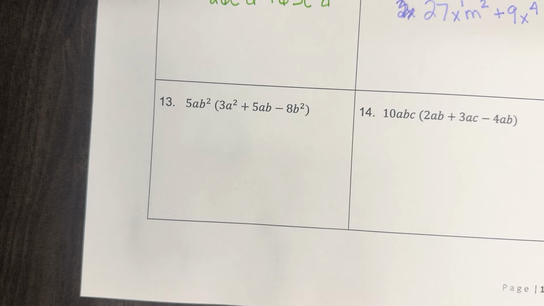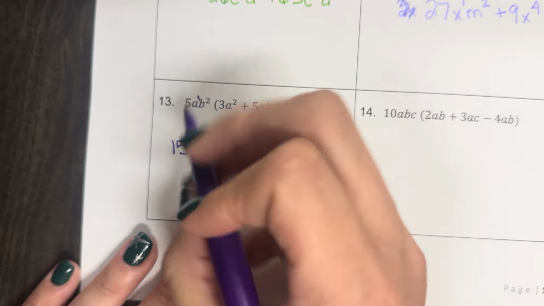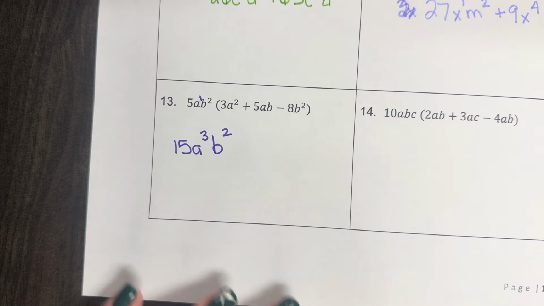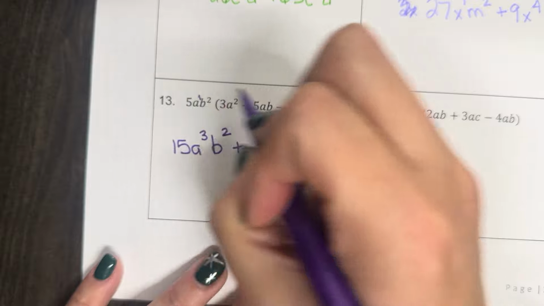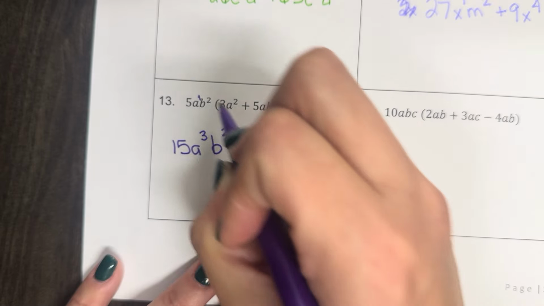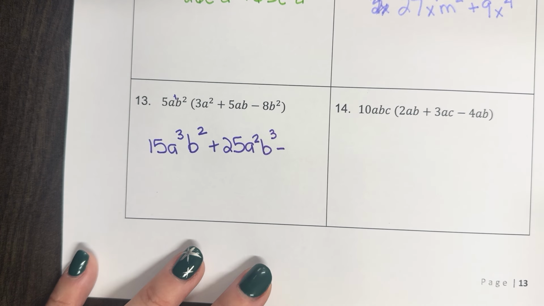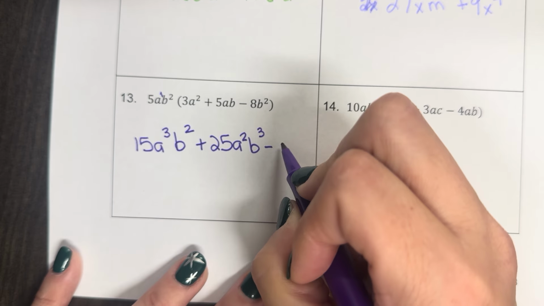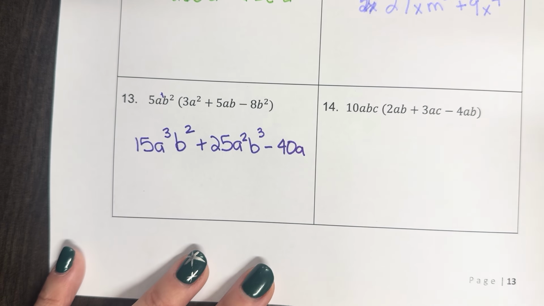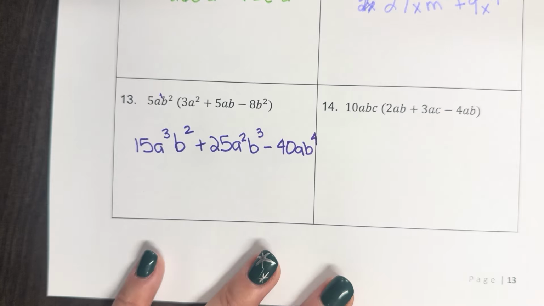Okay, so if we look at number 13, 5 times 3 is 15. A to the first and a squared is a to the third. B squared. 5 times 5 is 25. A and A give me a squared. B squared and B give me B to the third. 5 times 8 gives me 40. A just comes along. B squared times B squared gives me B to the fourth.